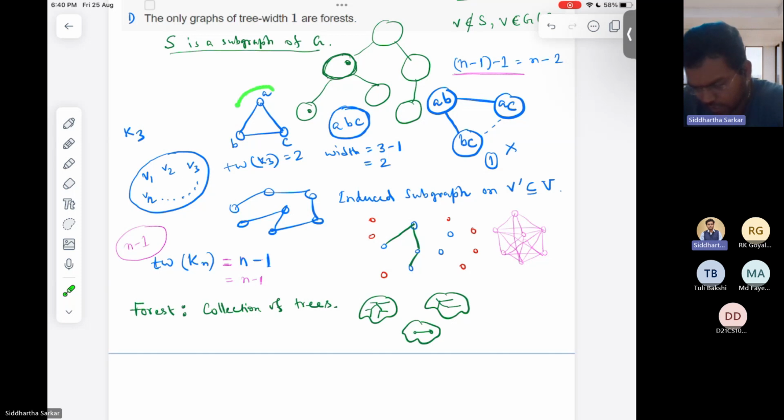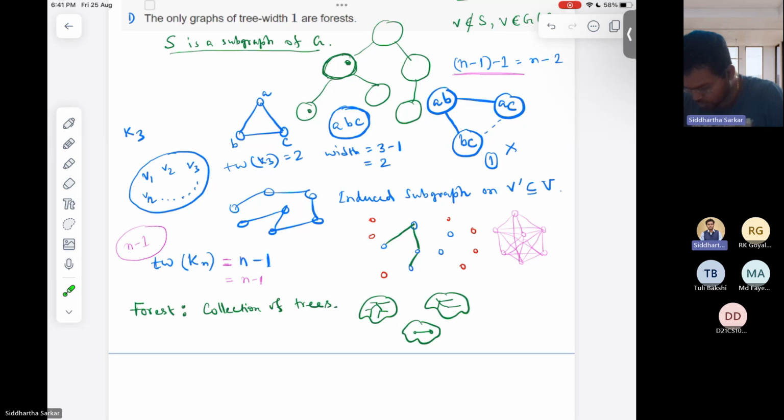So K3 is one of the cliques. It's a clique as well as a cycle. And for K3, we have seen that the tree width is minimum 2. There is no way to bring down this tree width to 1, because of the counterexample that we have produced. Similarly, if you have a larger cycle, let us say C5 or something like that, then also it is possible to prove that the bag size cannot be less than 3.